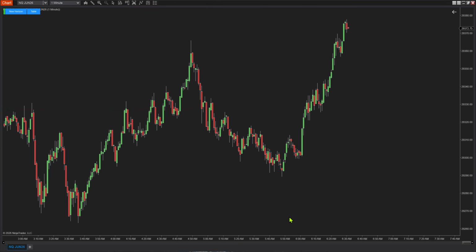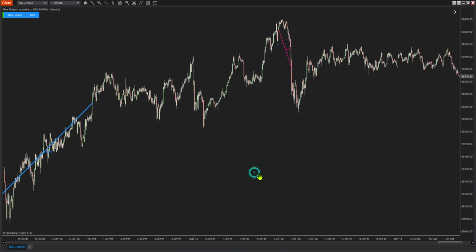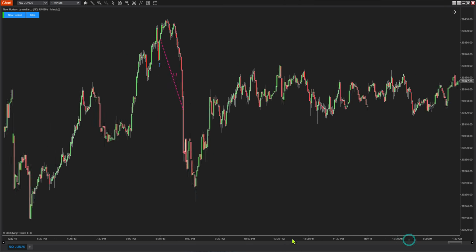At this point, New Horizon has been successfully attached to the chart through the Strategies panel, and the bot is now ready to operate using this template. That completes the New Horizon strategy template setup process.